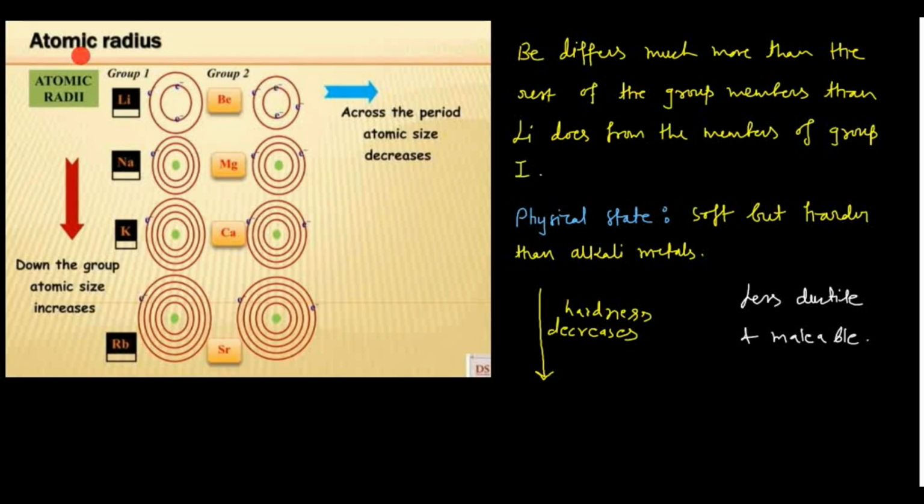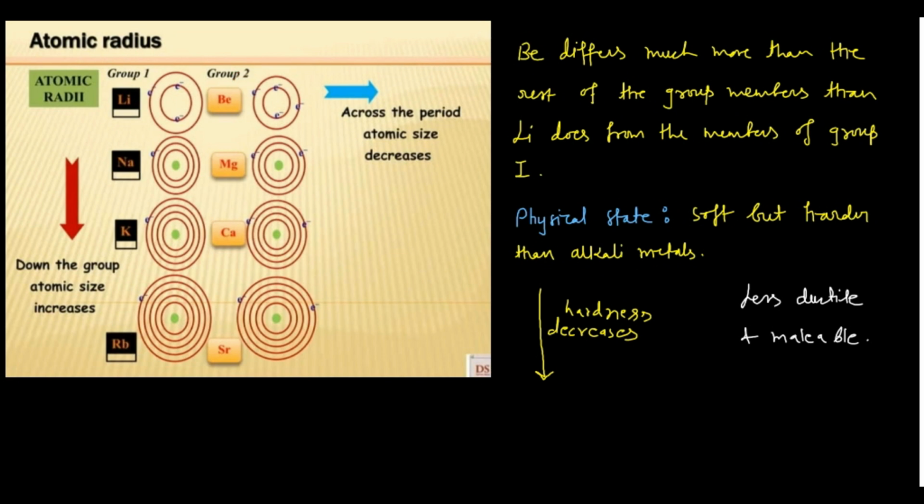My next slide is the atomic size or ionic size. I have written only the atomic size here, but whatever I explain for atomic size will also be true for ionic radii. You can see the group 2 elements here. These are the group 1 elements: lithium, sodium, potassium, going up to rubidium. And these are the group 2 metals, the alkaline earth metals.